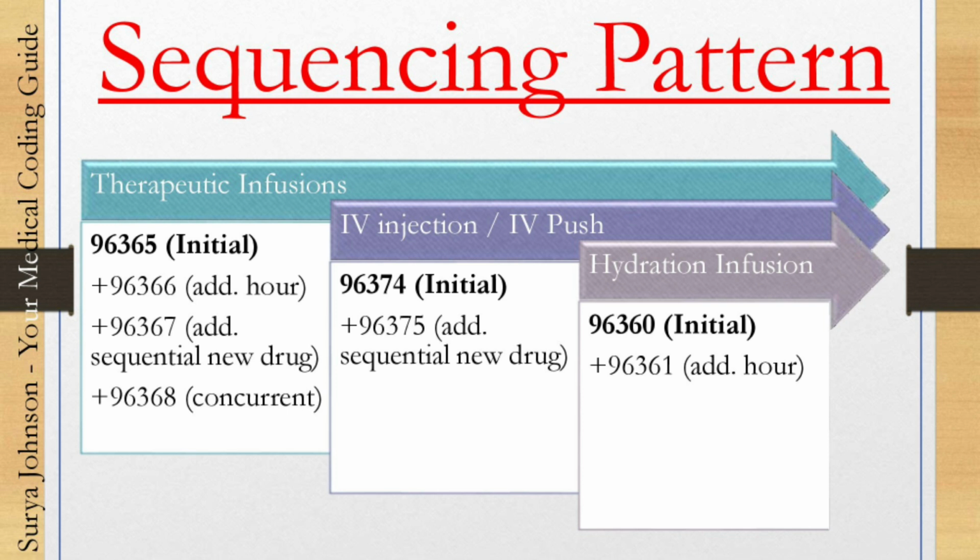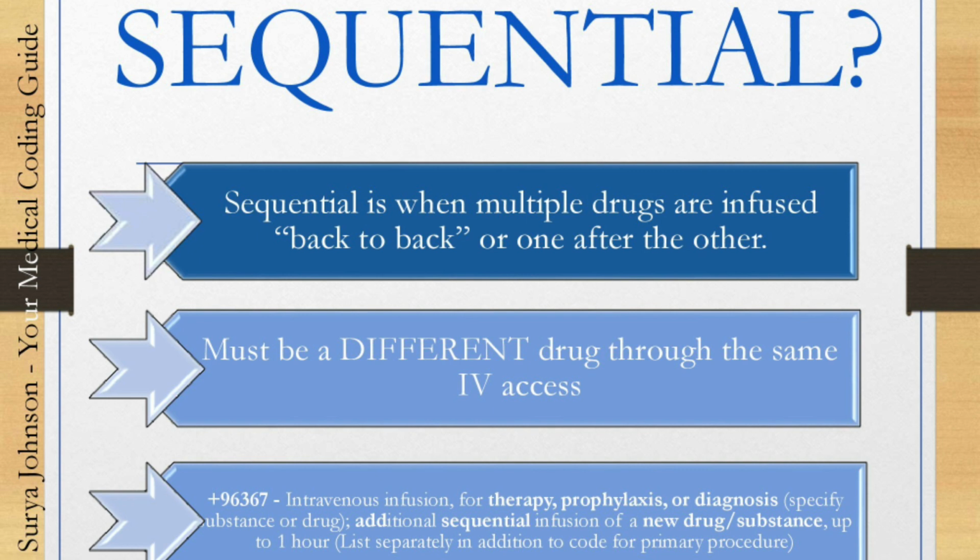Now we will move on to what a sequential infusion is. Sequential is when multiple drugs are infused back to back, one after the other: one drug is administered, and after that has ended, the second drug is started, and after that the third one. This is called sequential, in a sequence. It must be a different drug through the same IV access, so the second drug should be different from the first drug. The code here is 96367, which we already discussed.